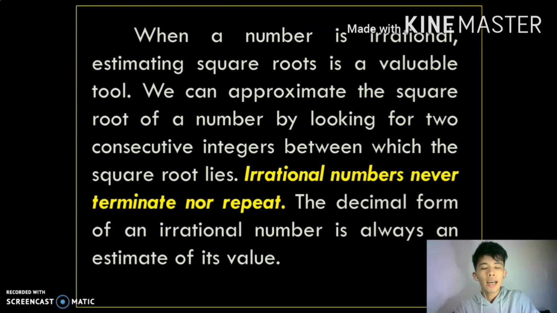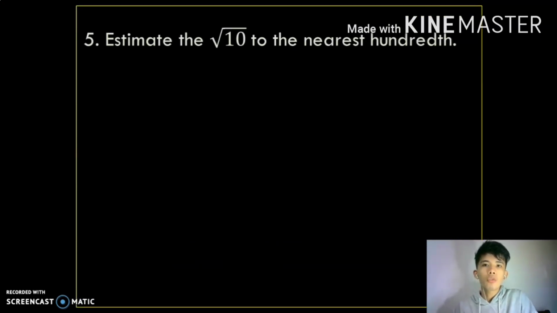So always remember, all irrational numbers never end. They go on and on, and so on and so forth, till infinity, and the digits do not repeat. Okay? The decimal form of an irrational number is always an estimate only of its value. So, example, estimate the square root of 10 to the nearest 100.